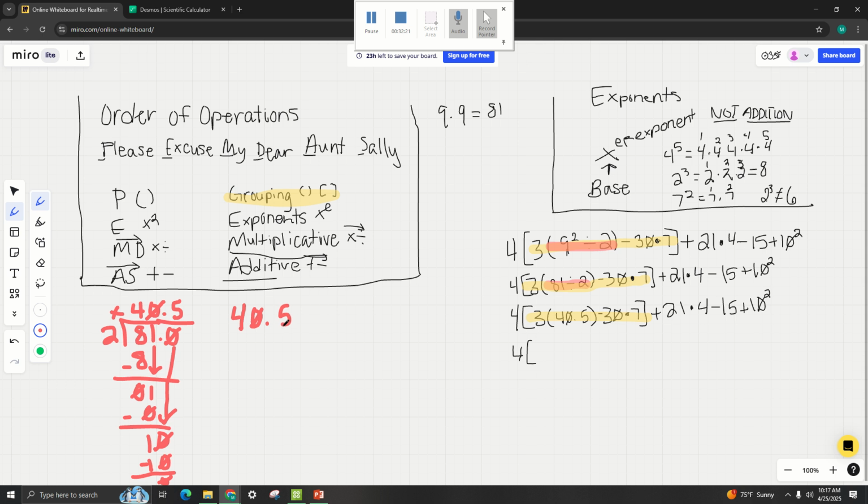40.5. And I'm going to line my 3 up. I know I've been telling you the ones place, but we're actually just going to do the rightmost place value. So I'm going to line my 3 up with my tenths place.